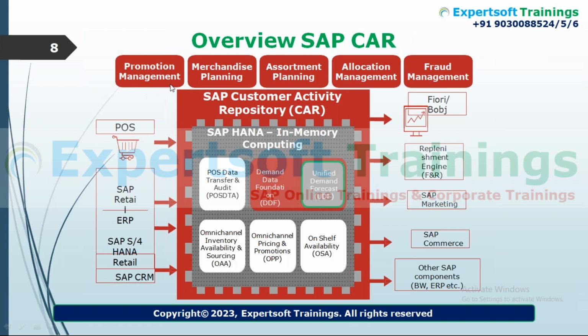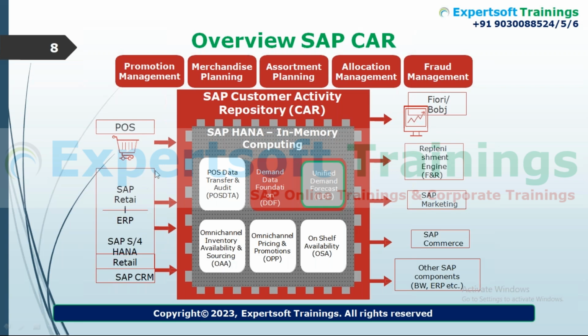It's also used in OPP. Then at the top you can see promotion management, merchandise planning, assortment planning. These are our application bundles. Any of these, the retailer can use any of it. It's not like they have to use all, or that a few are mandatory. They can use any. I have seen a retailer using only UDF and DDF. They don't have POS data. But 90%, 95% of retailers are using CAR only to maintain their POS data, I could say.